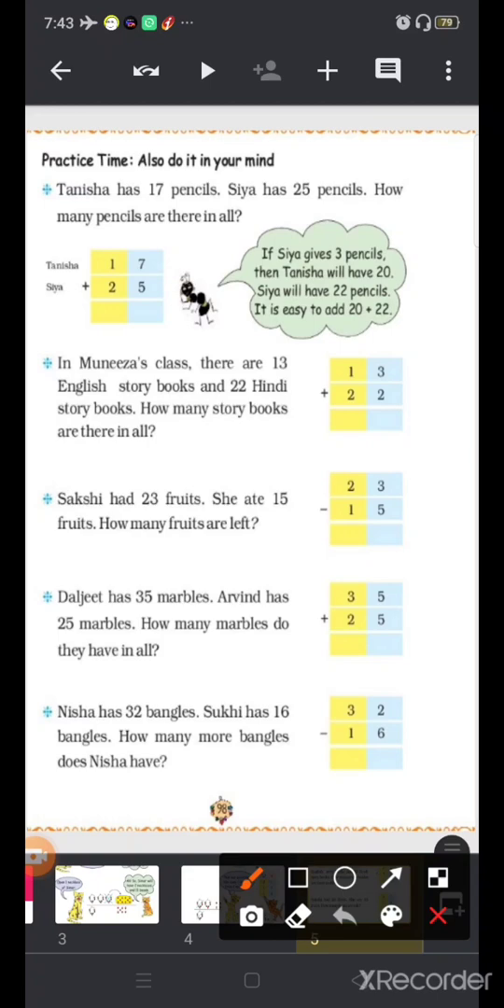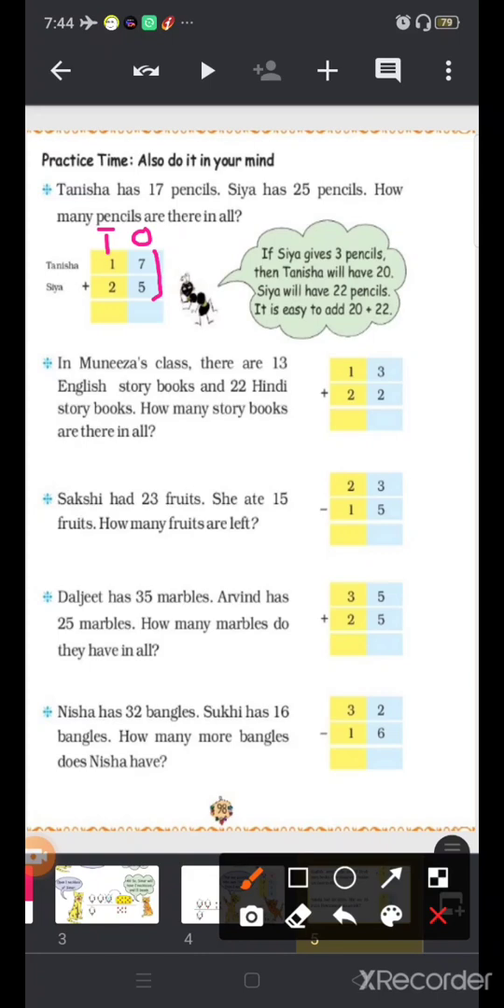First we'll add the ones place and then we'll add the tens place. This is the tens place and this is the ones place. So first we'll add the ones place and then the tens place. Okay. So if we add 7 and 5, what will we get? What is the addition of 7 and 5?